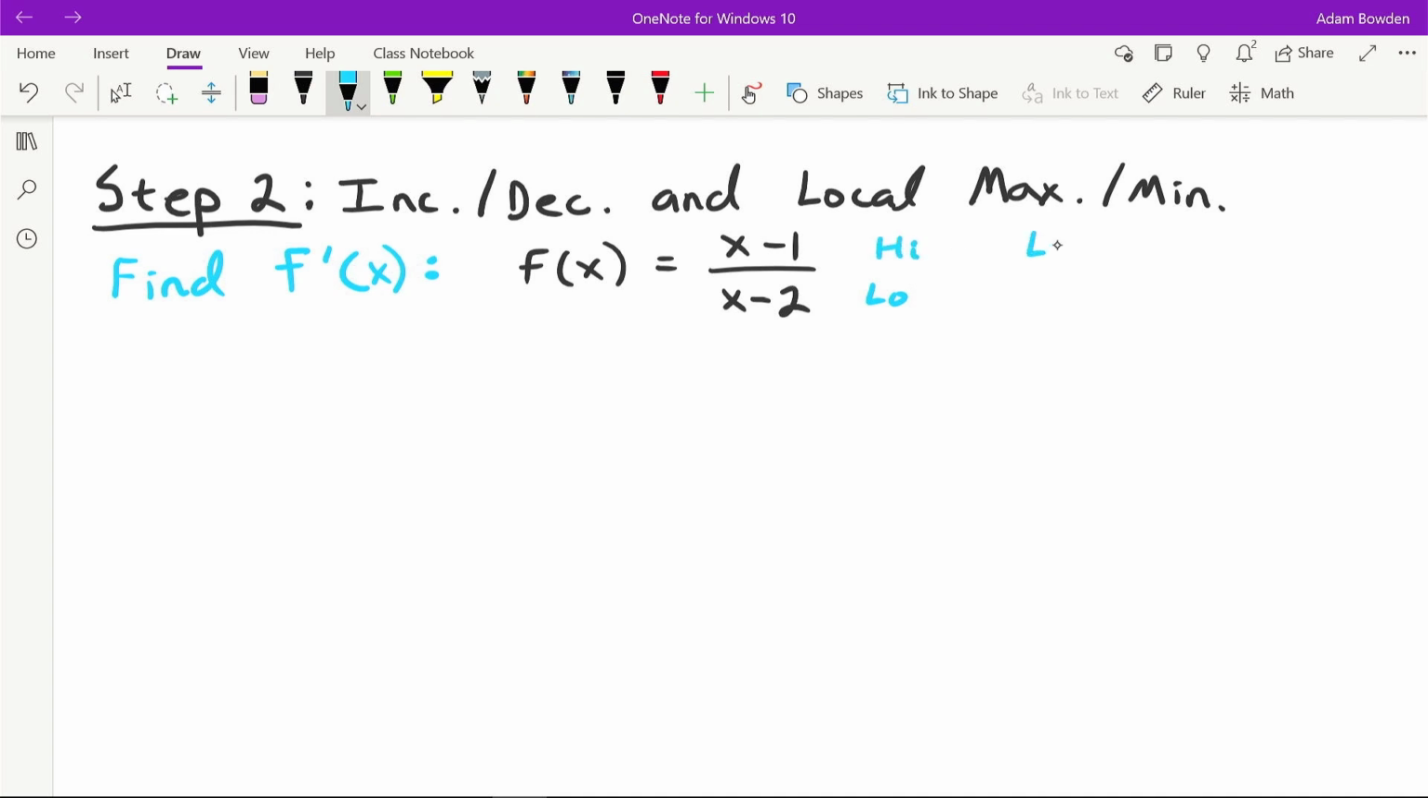Again, the quotient rule goes low d high minus high d low, all over the square of what's below.